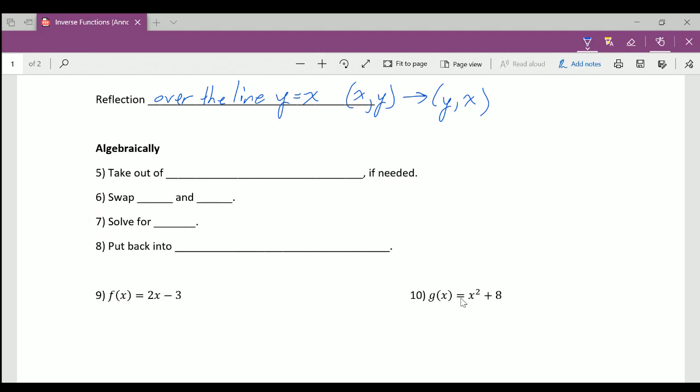So algebraically, take it out of function notation if you need to. If it's not already in function notation, you don't have to worry about this step. All the ones that we're going to do down below are in function notation, so we are going to have to take that step. Then, just like we were saying above, swap the x and y, and then you solve for y. And then finally, you put it back into function notation.